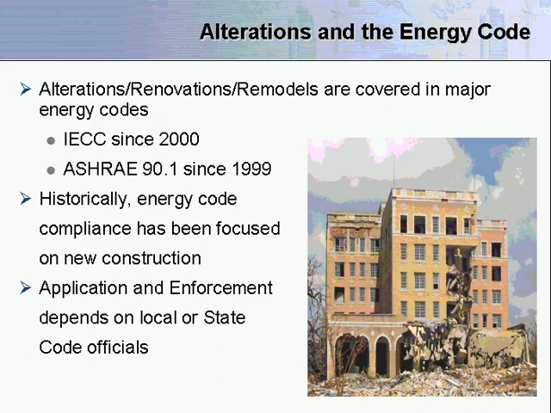They've been in the IECC code since the 2000 version, and they've been in ASHRAE 90.1 since the 1999 version. Historically, as you may be aware, energy code compliance has primarily been focused on new construction. Alterations have sometimes been ignored, although as energy codes get adopted more in states and more strict codes get adopted, alterations become more in the forefront. You'll see a lot more compliance required for that. And of course, application and enforcement for all codes, including alterations portions, are up to the local or state code official.